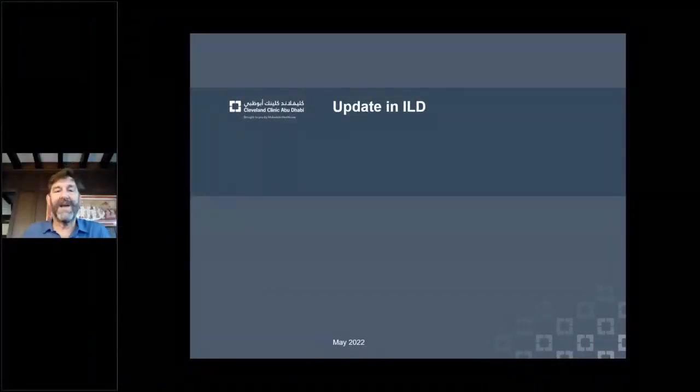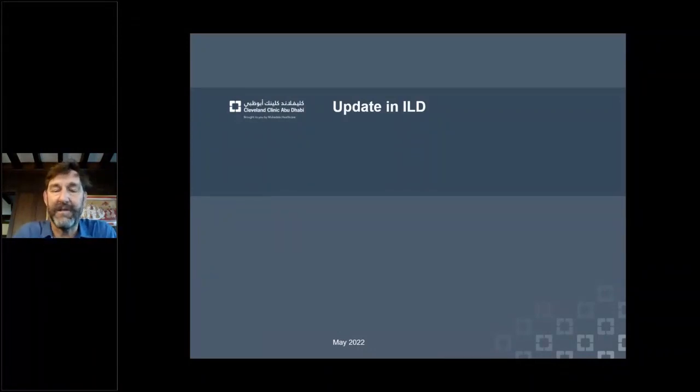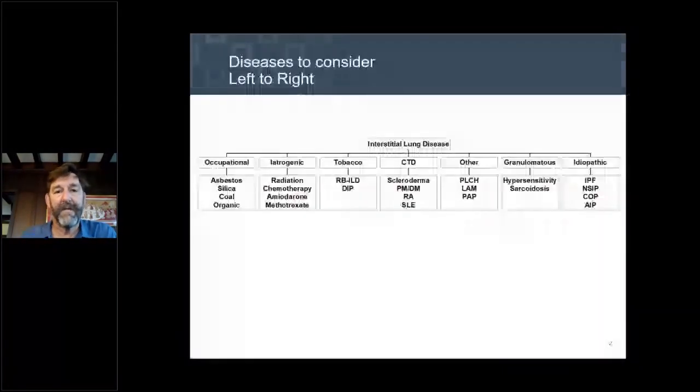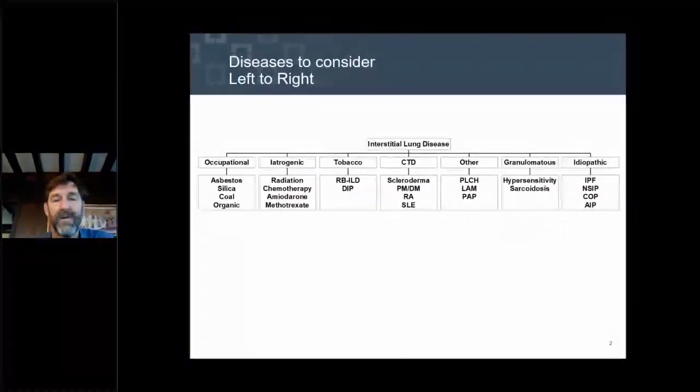Hi, everyone. Chapman here, and I'm going to give you a little bit of an update in interstitial lung disease treatment and diagnosis, specifically focusing on idiopathic pulmonary fibrosis. So when someone comes to me with interstitial lung disease or says they have IPF, the first thing I do is make sure that we have the correct diagnosis.